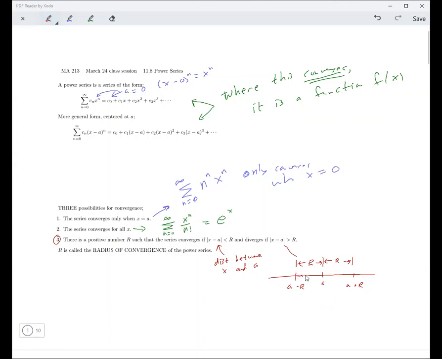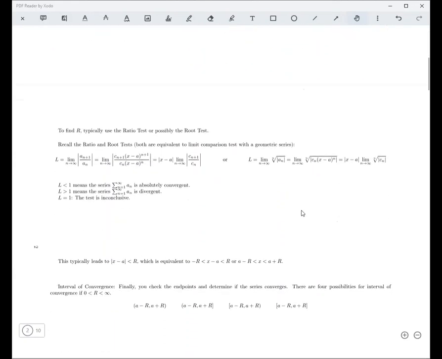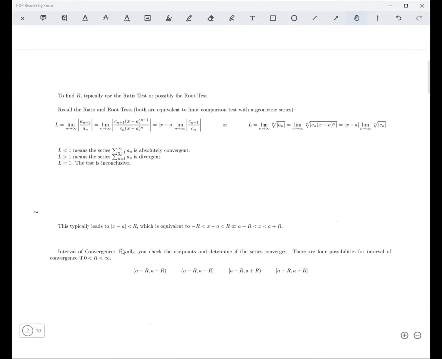Then it will converge everywhere in here and diverge out everywhere outside. But at these endpoints, it could do either thing. Okay. So we'll talk a little bit about that on here, the interval of convergence.